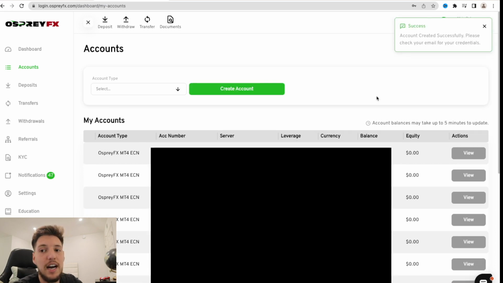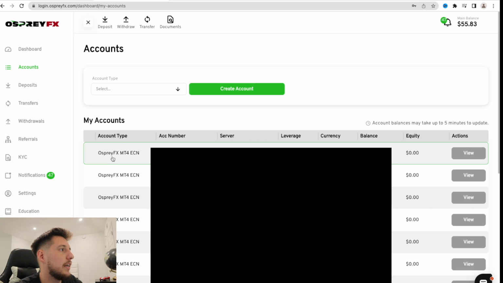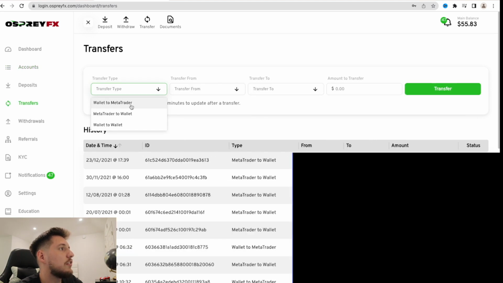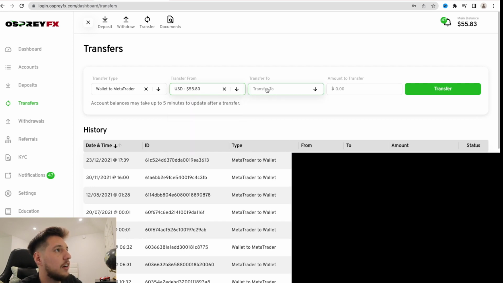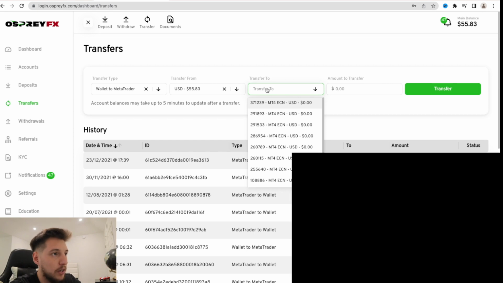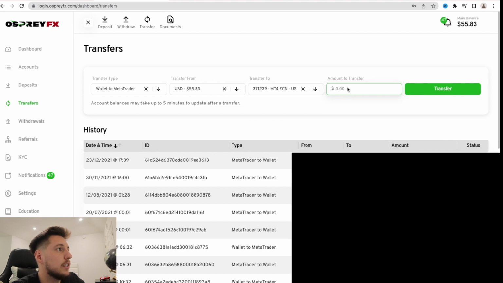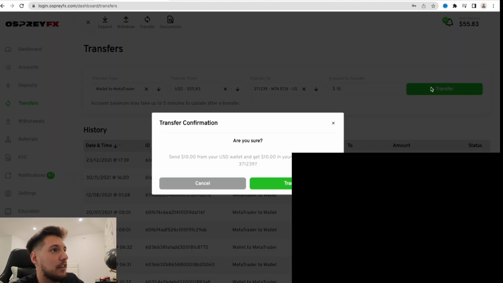Now that the account has been created, which is right here in this section, I'm going to transfer the funds into the account. To do that, I need to go over to transfer. I'm going to transfer from my wallet to my MetaTrader. Then I'll put the amount right here, from the $50 that is there at the moment, and only transfer it to the ECN account that I just made. Now I'll do the $10, so there is a $10 transfer to that account.